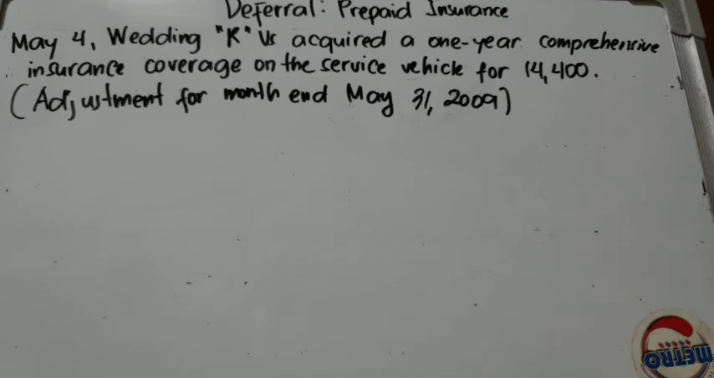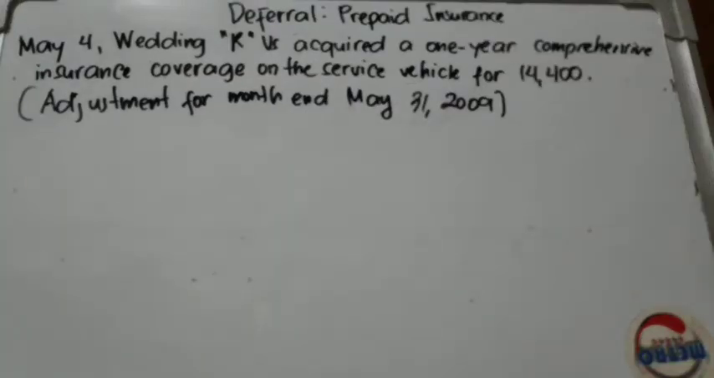So, May 4, Wedding RS acquired a 1-year comprehensive insurance coverage on the service vehicle for 14,400. Adjustment for the month end May 31, 2009. So, adjustments are made for the month end and for the year end.